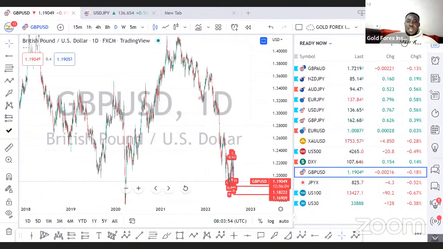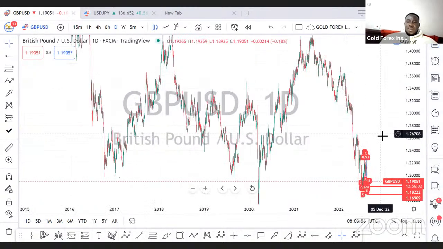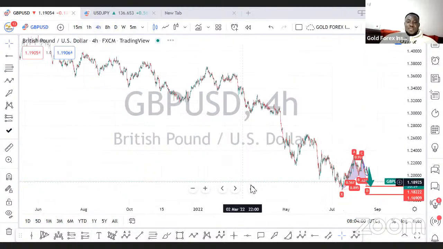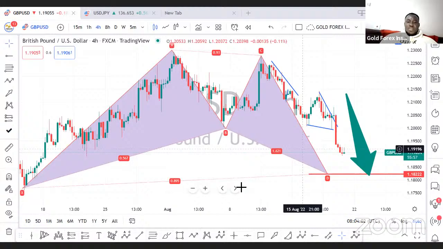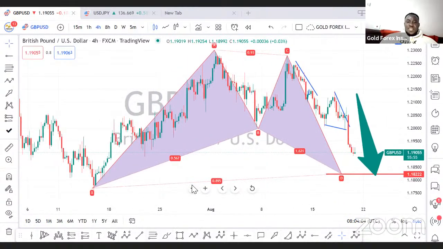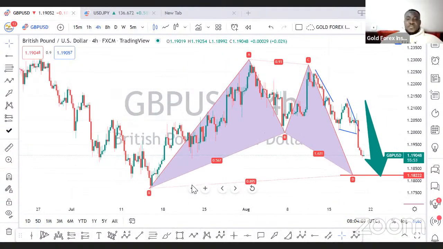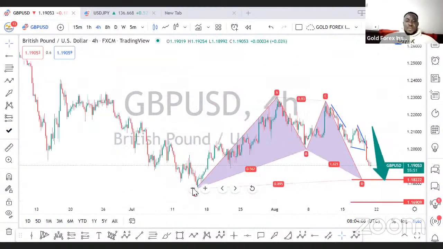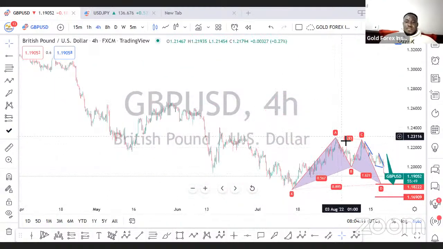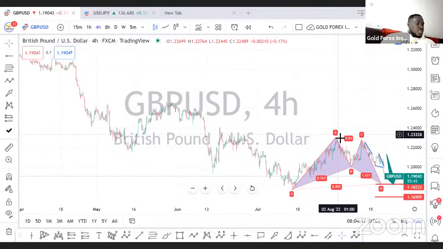Pound USD has... let me go to the 4-hour time frame and show you. Pound USD is almost at the take profit. Now this is what is happening. There's still no break of market structure here, so we are still going to see a pound USD decline.